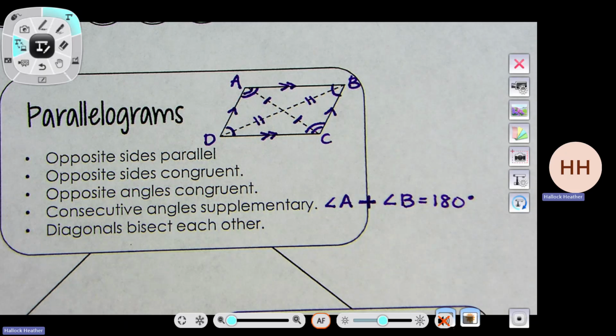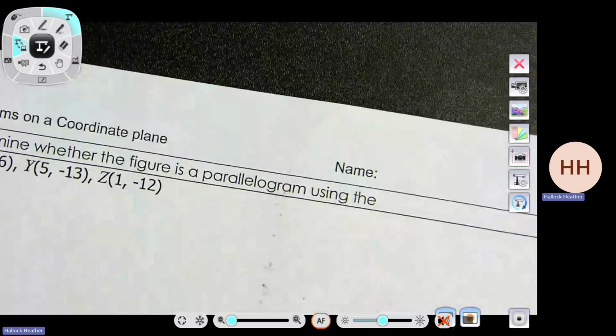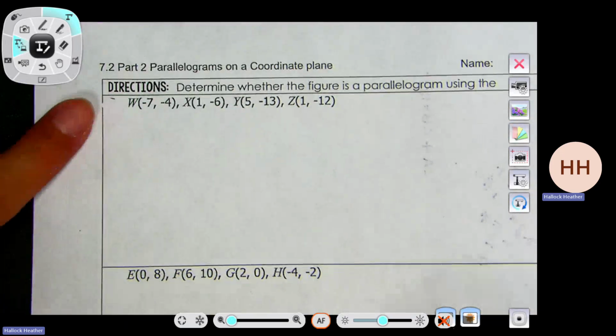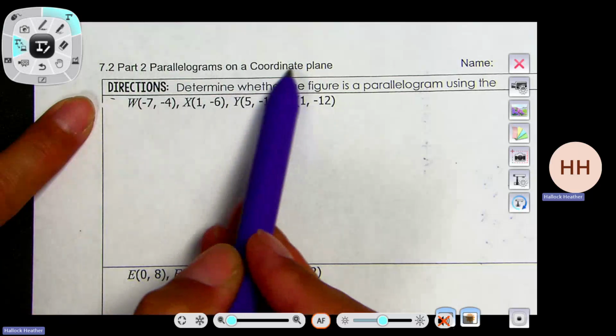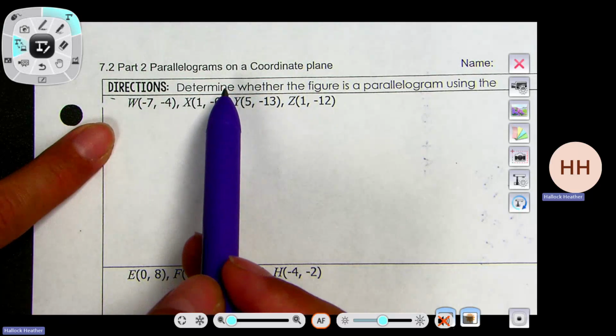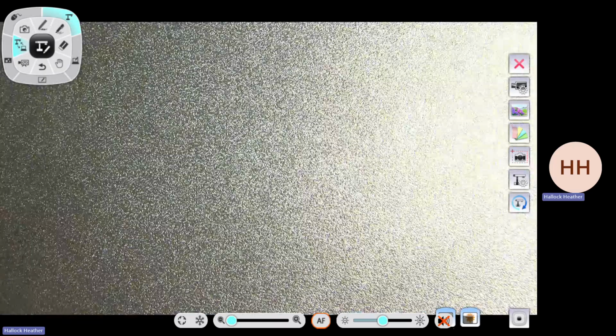Let's go to the back. All on the back side is basically, and online when you submit the back side of this, it says 7.2 part 2, parallelograms on a coordinate plane, just so you know, because we're talking about coordinate points. Wait, so B and C will be 182? Yeah, so B and C would be 180 as well.